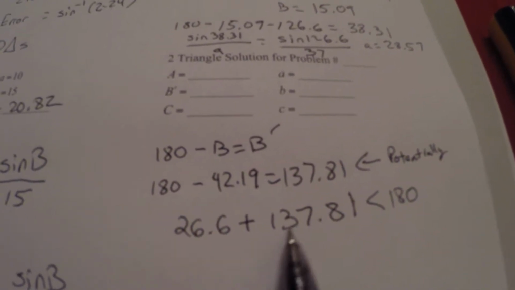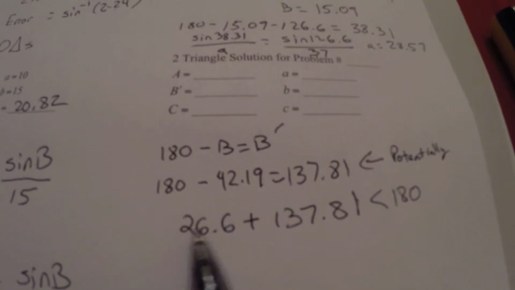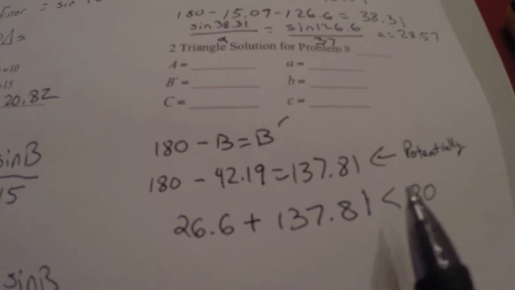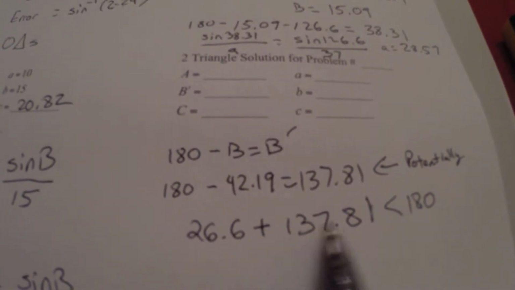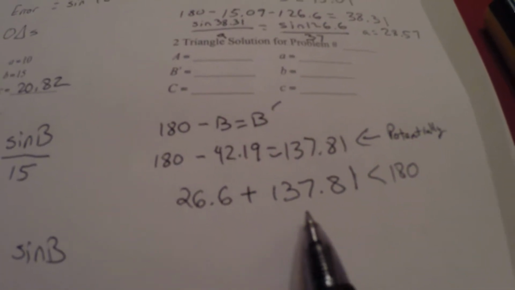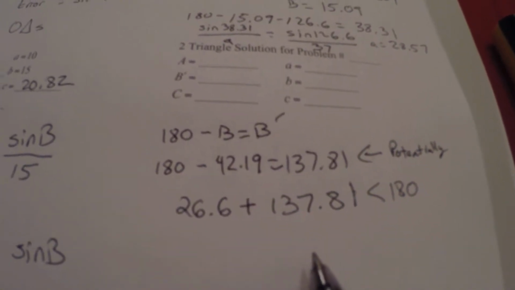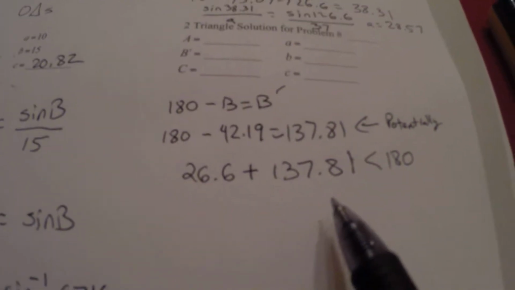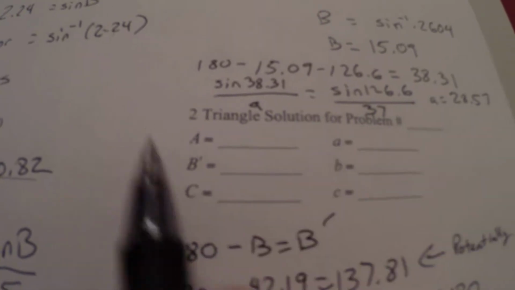Because look, if this was 140, round up, and this is 30, 140 plus 30 is 170, which is less than 180. So this clearly has to be less than 180, and you don't have to type it in the calculator. We know it's less than 180, which is awesome. So now I know I have another triangle, and we get to fill this in.